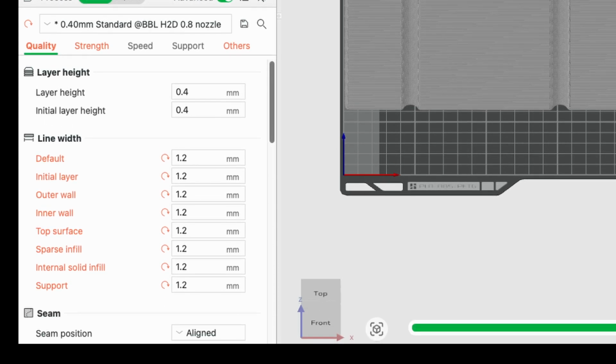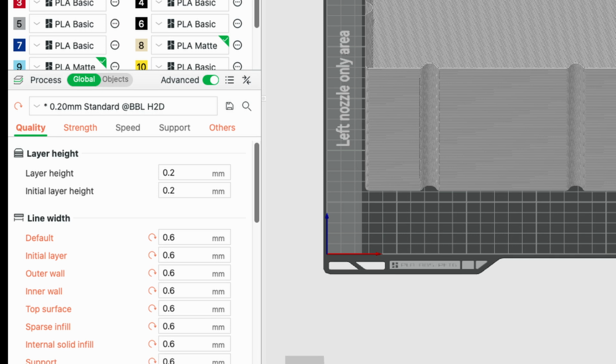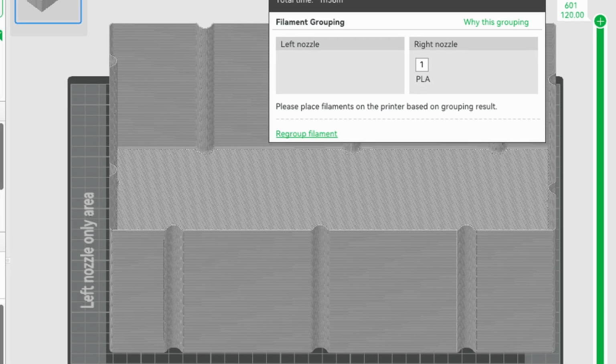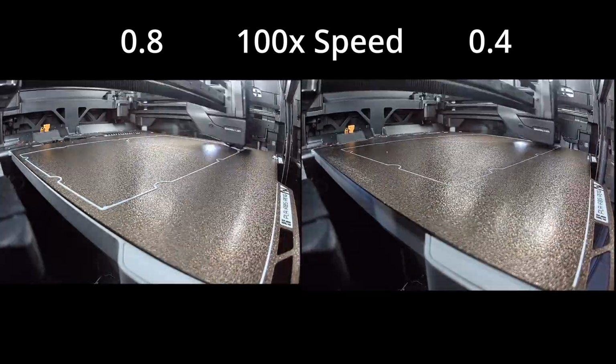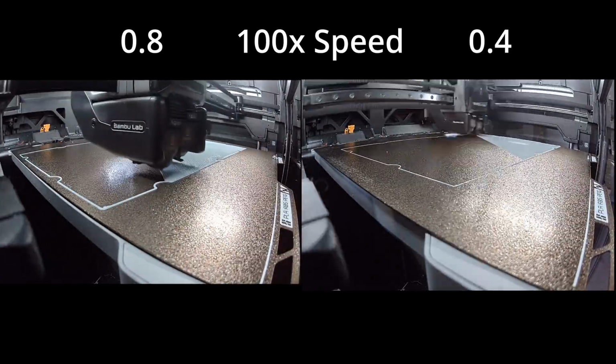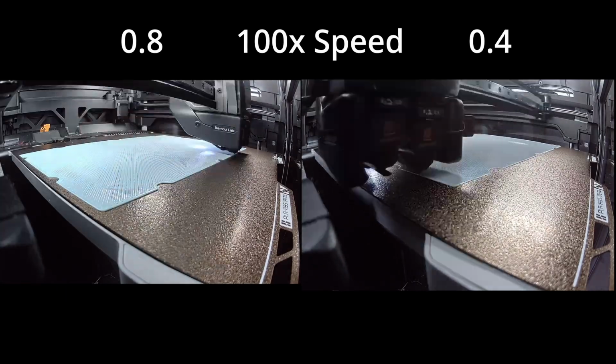A comparison between a vase mode print using a 0.8mm nozzle versus the same print using a 0.4mm nozzle, both at 150% nozzle width. The 0.8mm nozzle print only has 301 layers, versus 601 layers for the same print with the 0.4mm nozzle. At the start of the print, as expected, the 0.8mm nozzle gets well ahead, as it is printing at double the width, 1.2mm versus 0.6mm.